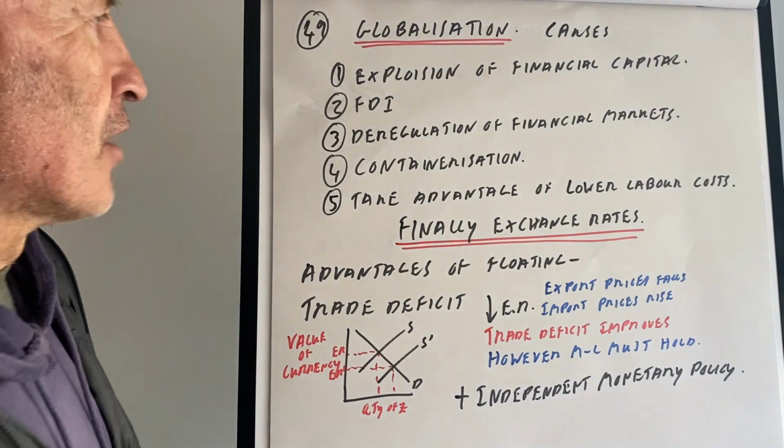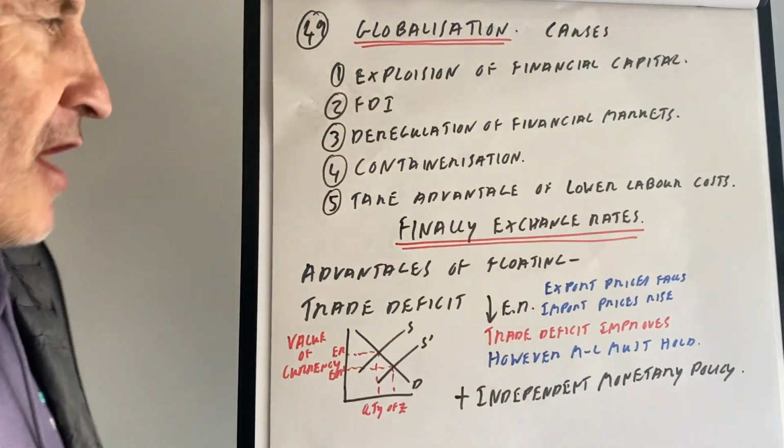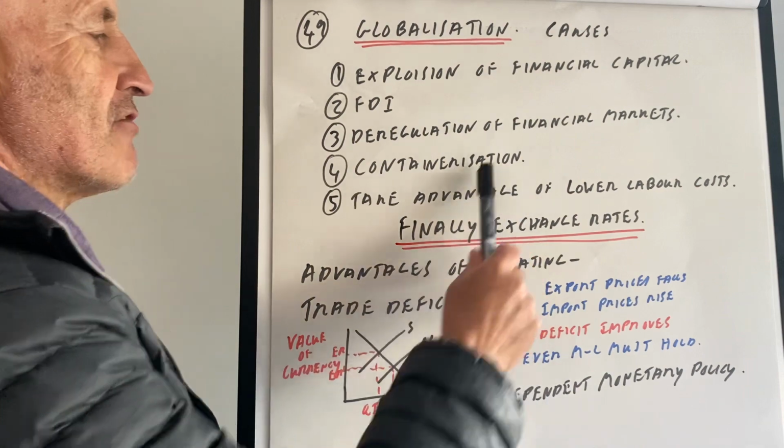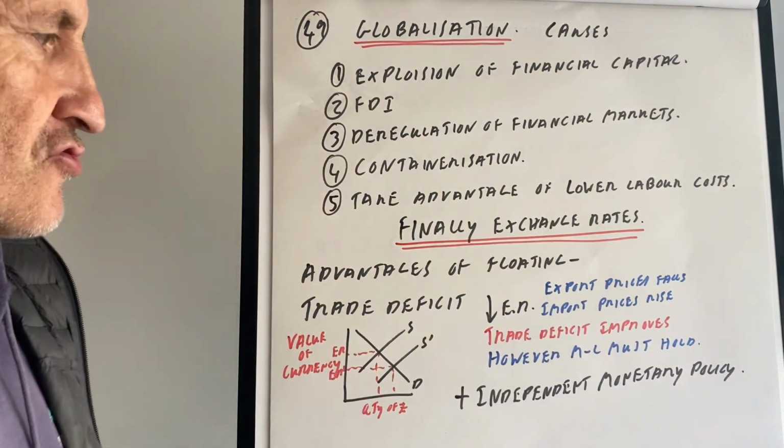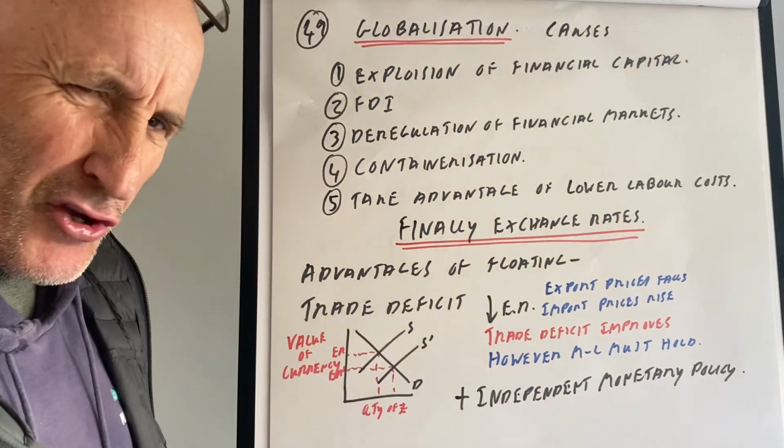Globalisation, causes of globalisation: explosion of financial capital, more FDI, deregulation of the financial market, containerisation and trade, take advantage of lower labour costs in different countries. Finally, exchange rates. We've already done a lot on exchange rates, really.